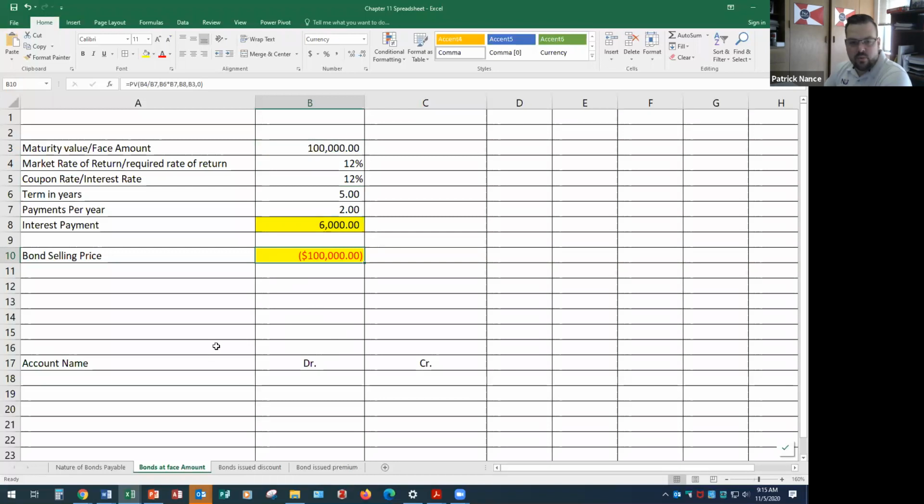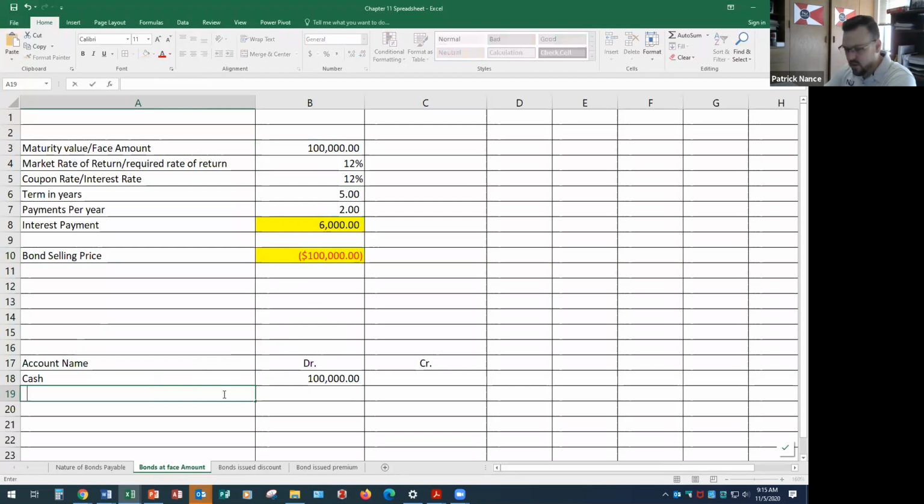Bond issued at face amount. When I'm issuing a bond, I'm actually receiving money. I'm receiving cash, in this case $100,000, because it's at face value. Then I need to book the fact that I owe, and I'm going to call this bonds payable. It's a liability account for $100,000. This is when I issued, or you can say sold, the bond in the first place. The initial issuance is what that would record.